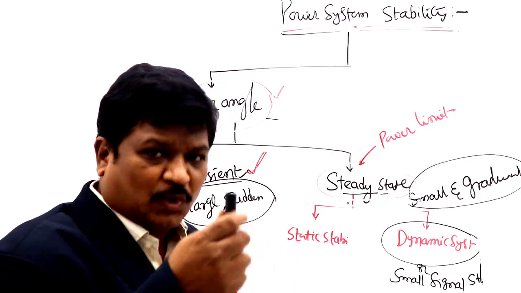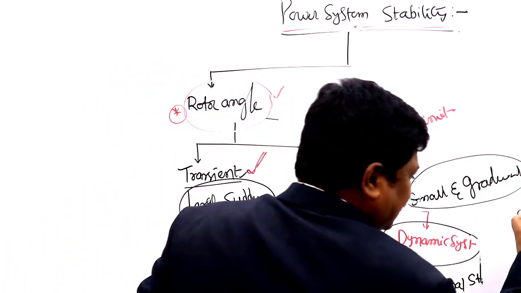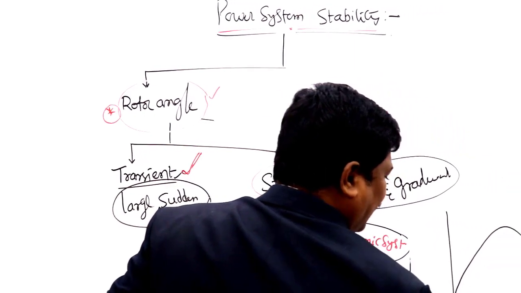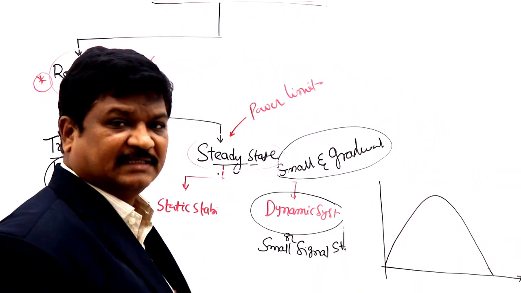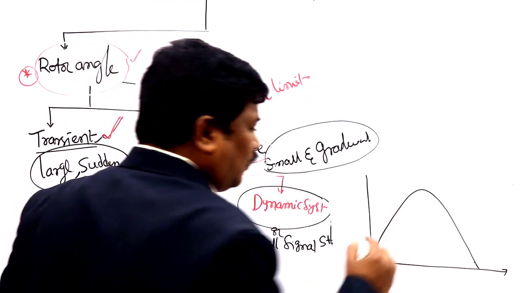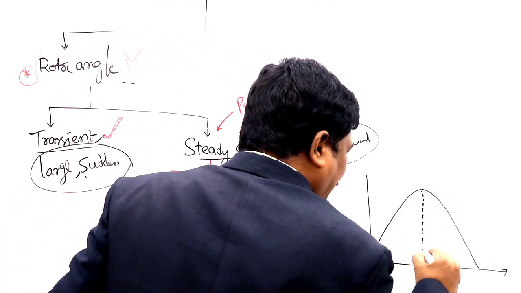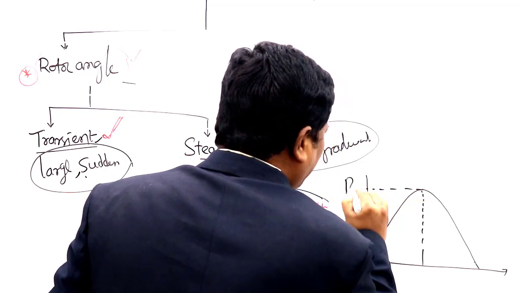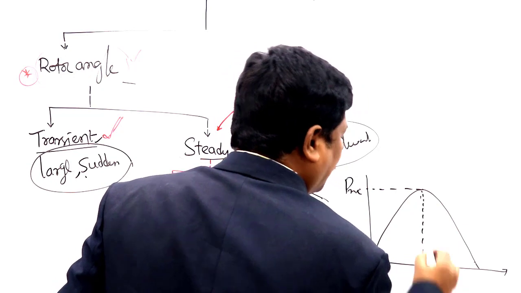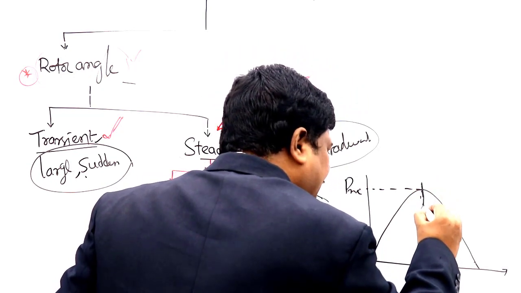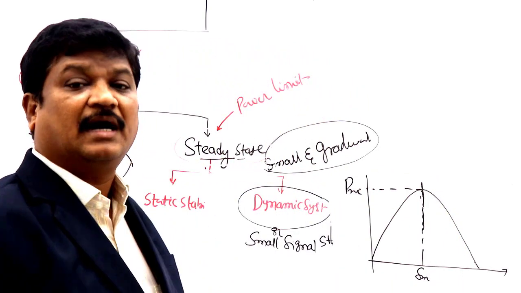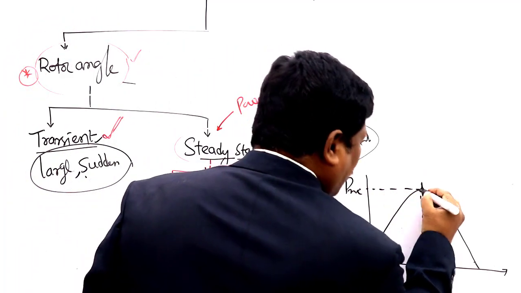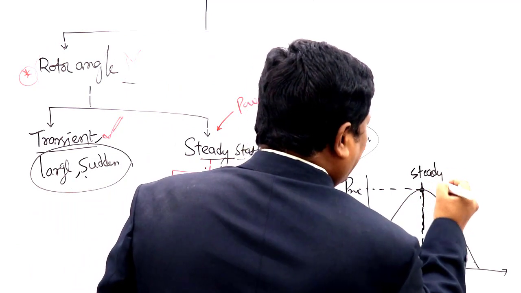Generally, if you see the load angle curves, I will tell you in later sessions. We know very well, you may have discussed this in earlier classes. Here there is a maximum load angle, delta maximum, and this is P maximum. This is the maximum power limit, the steady state limit.